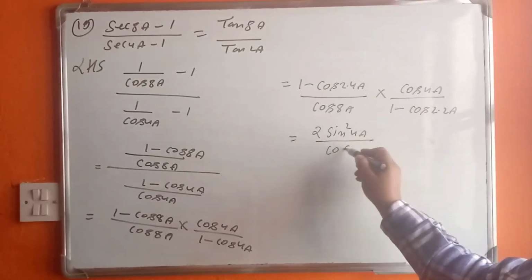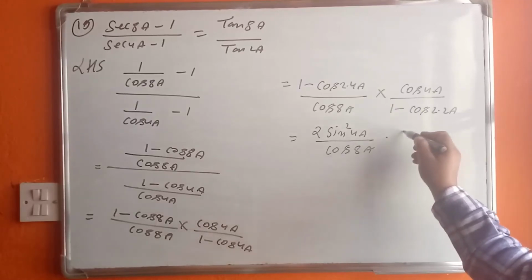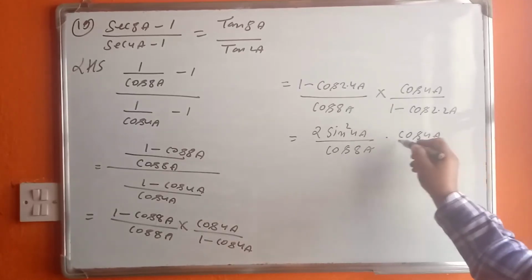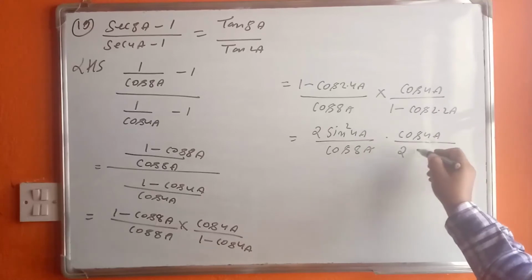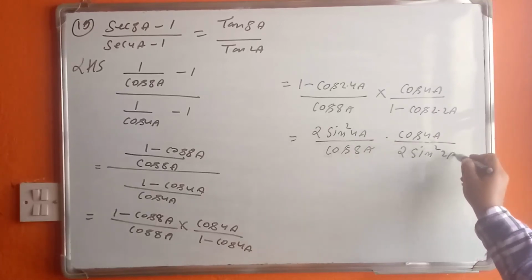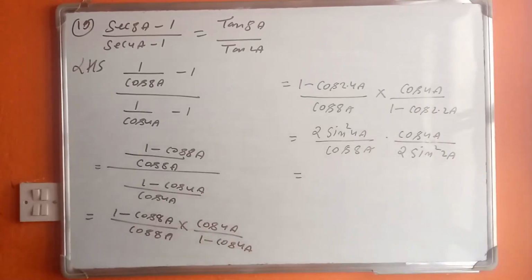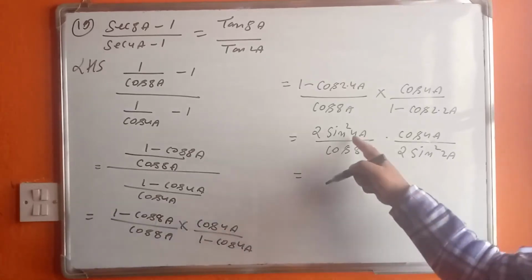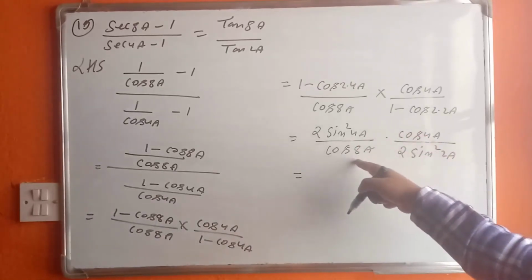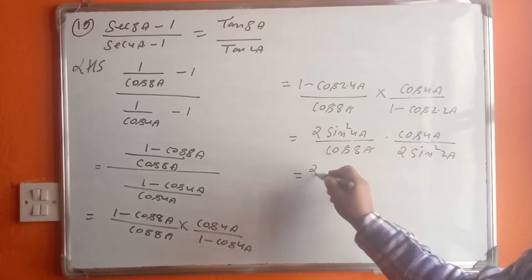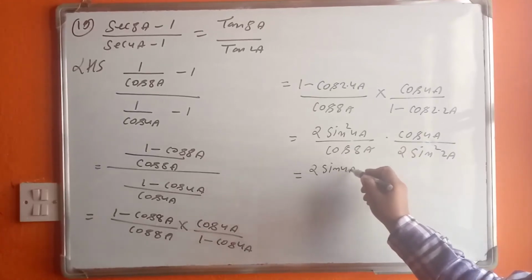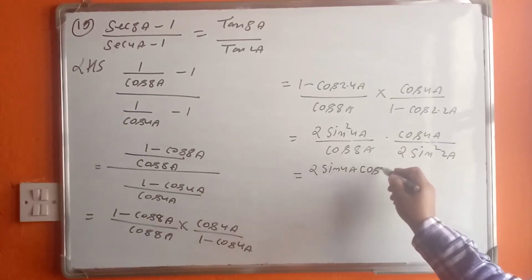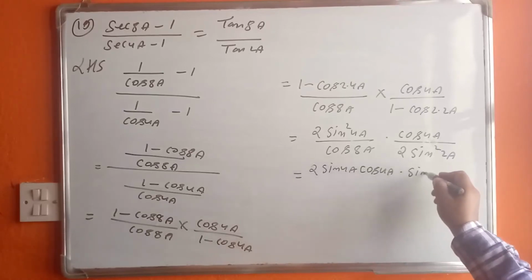This cos 8a as it is. This also as it is, cos 4a. 1 minus cos 2a also 2 sin square a. 2 sin square a means here 2a. Now here break down. Be clever here. Sin 4a cos 4a, arrange so that we can get sin 8a. So this 2 sin square 4a we can write 2 sin 4a cos 4a into sin 4a we can write.